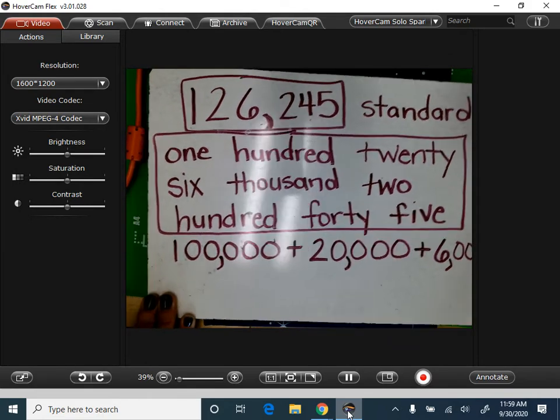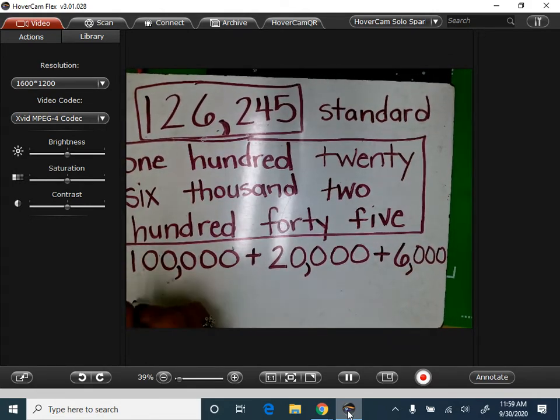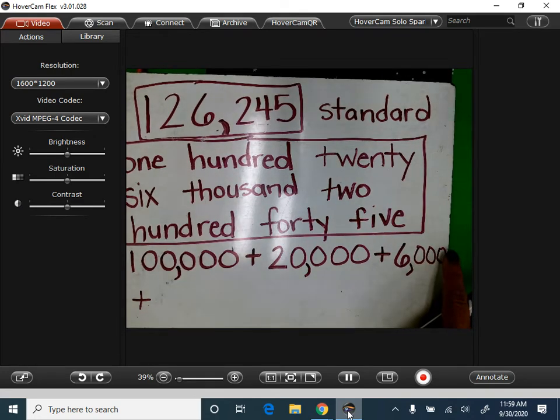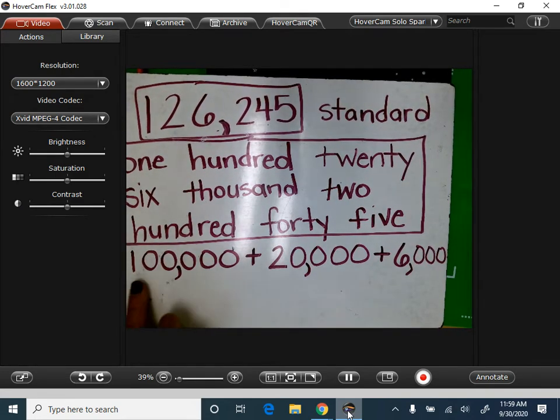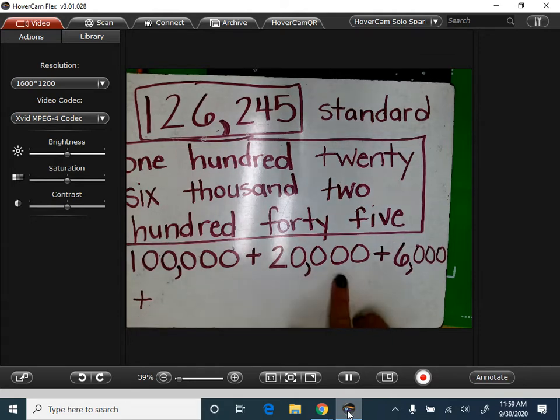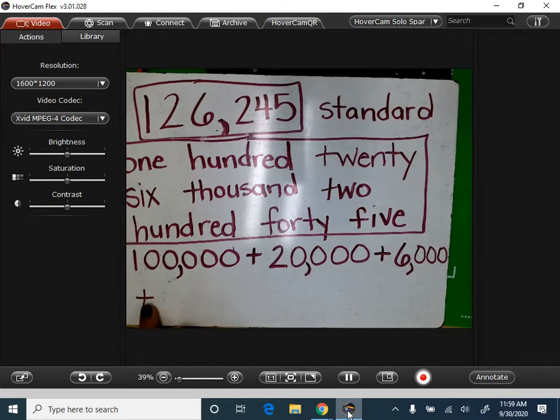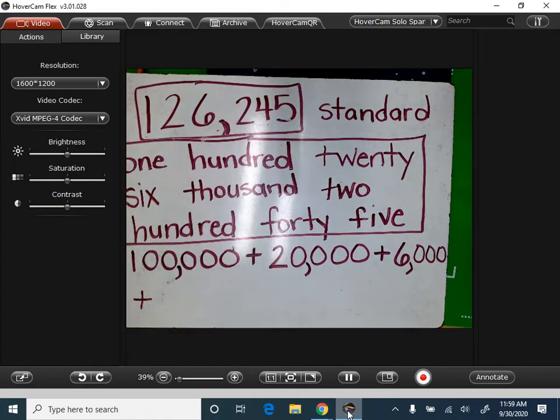Plus. Ideally, I would want the plus on the end here, but I ran out of space. So 100,000 plus 20,000 plus 6,000 plus, I'm going to continue going in order. However, it does not have to be in that order. Remember, our addends can be in any order and we still get the same answer. I have another 2.